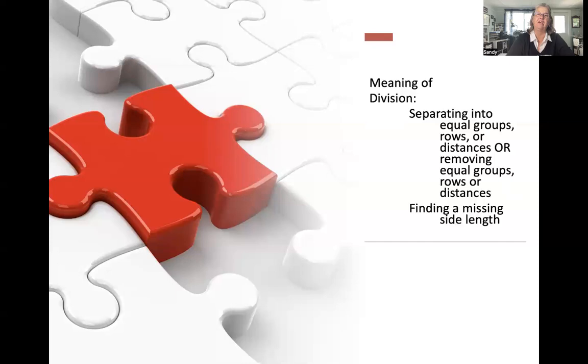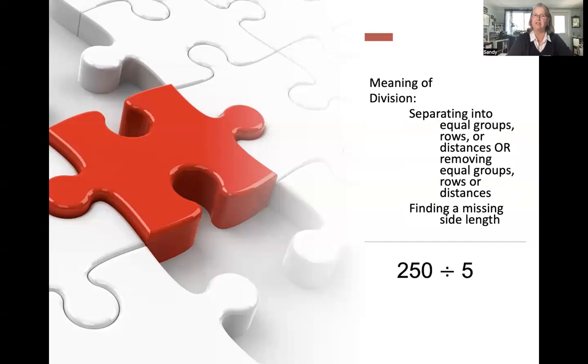And then division. Like subtraction, it's about separating, it's about removing, but it has to be equal groups or equal rows. So we can separate into equal groups, equal distances, equal rows. We can remove equal groups, rows, distances, or it could be finding the missing side length when we're looking at area where we know the area and we know one side, but we're trying to find the other. It could also be within multiplicative comparison, where you're trying to find the factor you're multiplying by, right? How many times as many as 13 is 78? See? So thinking about that language.